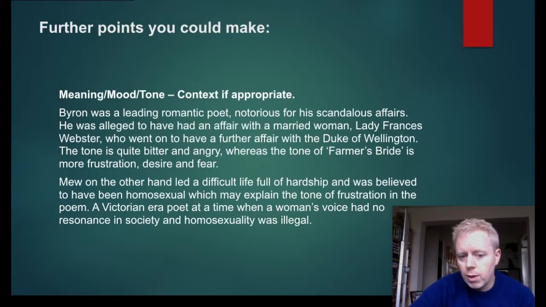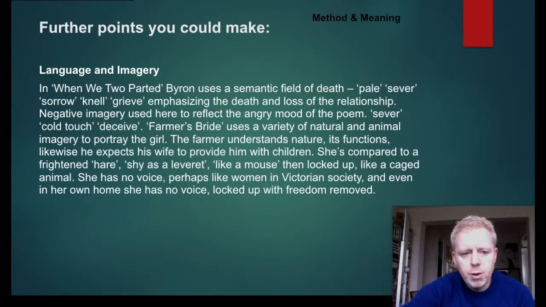Mew, on the other hand, led a difficult life full of hardship and was believed to have been homosexual, which may explain the tone of frustration in the poem. A Victorian-era poet at a time when a woman's voice had no resonance in society and homosexuality was illegal. And you can see how that's relevant to the persona of the woman in the poem. Okay, and your third and final point should focus on language and imagery and effect.